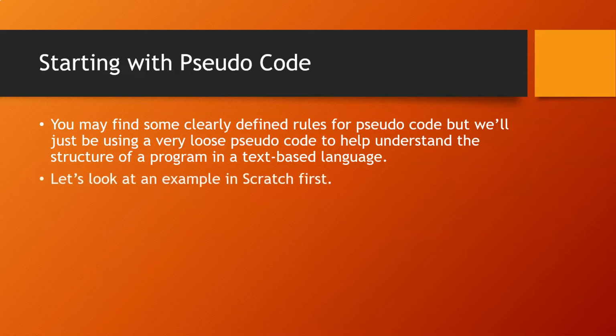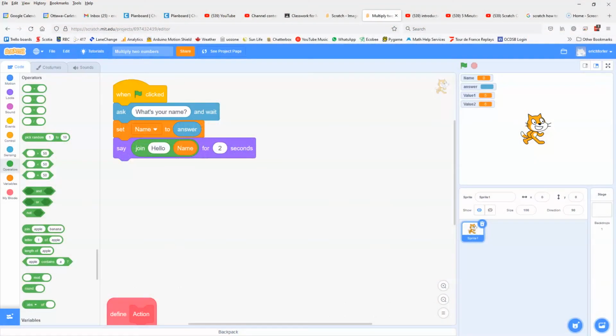Let's look at an example in Scratch first. So here we can see we've got a series of blocks. We've got one that says when the green flag is clicked, then another one that says ask what's your name and wait, then set name to answer. Name was previously defined as a variable. And then it says to say, join, hello, name for 2 seconds.